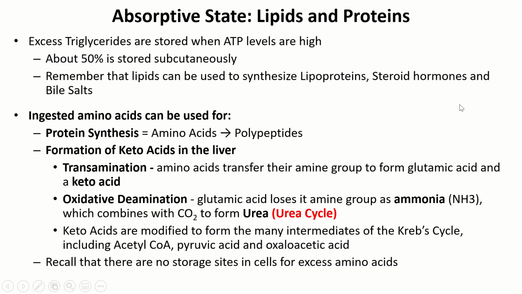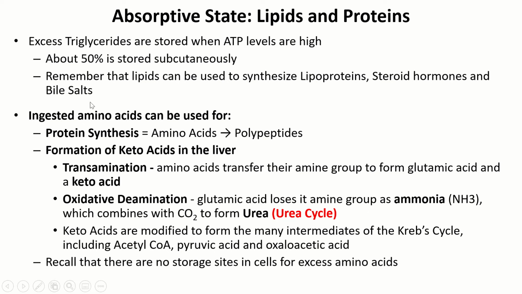Now, the idea here is that your excess triglycerides can be stored as long as ATP levels are really high. And of course, remember that's not the only way that lipids could be used. You have your lipoproteins that are transporting excess cholesterol and other lipids to many cells within the body. So cells that are actually making steroid hormones, as well as those cells in the liver that make bile salts. So we transition then from the lipids all the way here to amino acids.